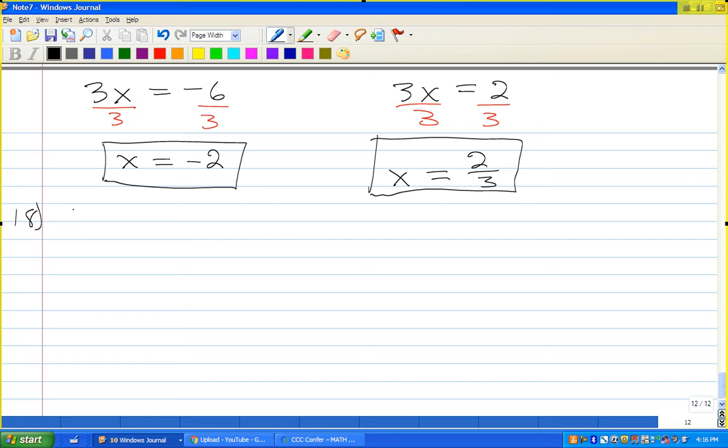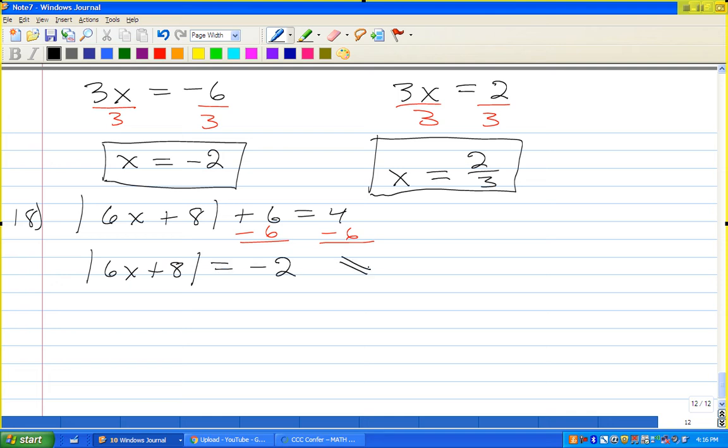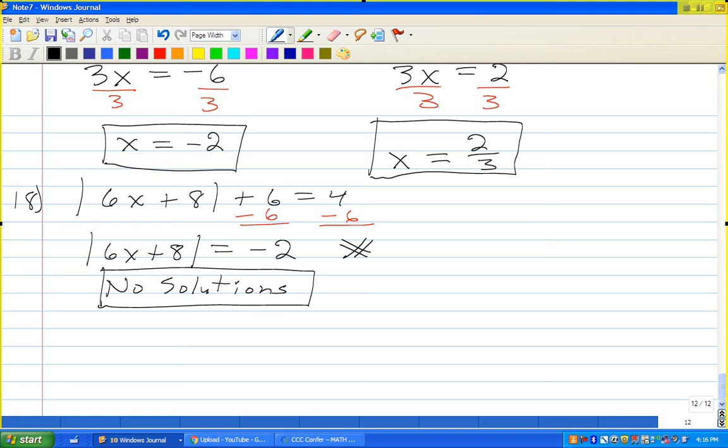18. Absolute value of 6x plus 8 plus 6 equals 4. Let me subtract 6 from both sides of my equation. So I get the absolute value of 6x plus 8 is equal to -2. Well, you can't have an absolute value being negative. So therefore, there are no solutions, no values of x that will satisfy this equation. So this equation has no solution.